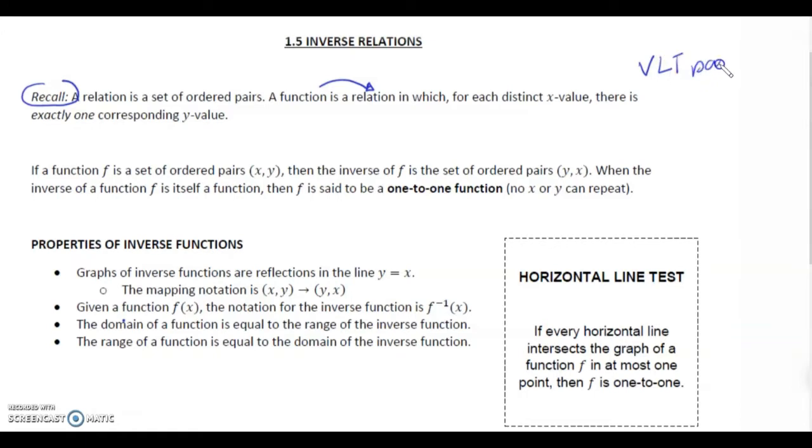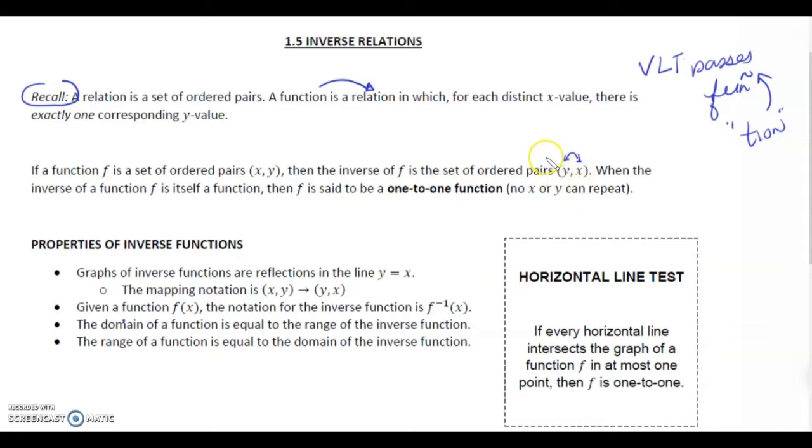If it passes the vertical line test, then it's a function, f(x). That's how you'll see this written in university, by the way. So if a function f is a set of ordered pairs x, y, then the inverse of f is the set of ordered pairs y, x. You see how we flip these?